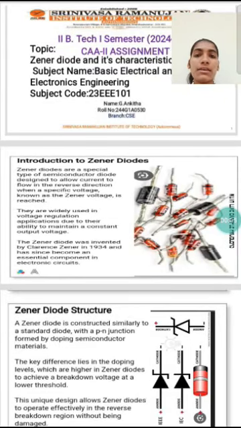Today my subject is Basic Electrical and Electronics Engineering and my topic is Zener diode and its characteristics. First, introduction to Zener diodes.